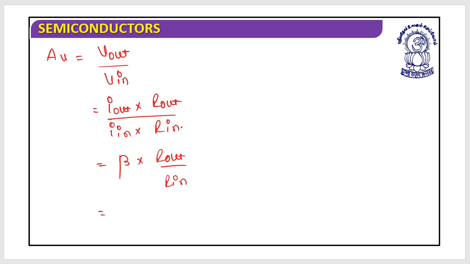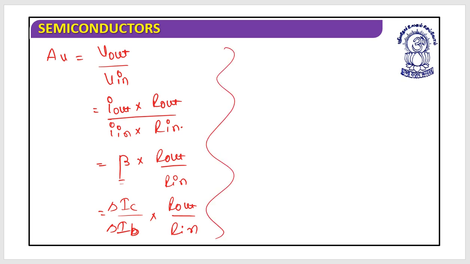We don't have beta, so first I will look to find the beta. How will we do this? It's delta IC divided by delta IB, multiplied by R out divided by R in. So the voltage gain is equal to delta IC by delta IB. This change is 2 into 10 to the power minus 3, divided by delta IB, which is equal to 100 into 10 to the power minus 6, multiplied by R out.